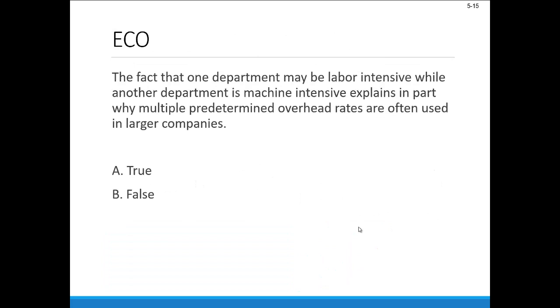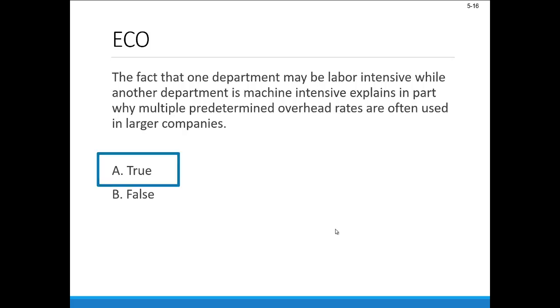So real quick here, think about this one for a second. The fact that one department may be labor intensive while another department is machine intensive explains in part why multiple predetermined overhead rates are often used in larger companies. Pause that and think about it for a quick second, and then I'll be right back with the answer here.